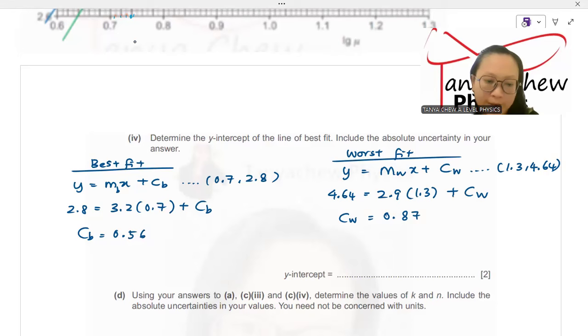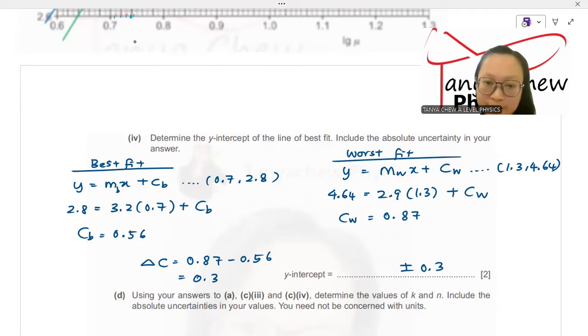0.87. Right, and now to find my absolute uncertainty of my y-intercept, take the larger value 0.87 minus the smaller value 0.56, and I got 0.3. Round it off to one significant figure, so I'm going to put plus minus 0.3, and I make sure that my y-intercept is the y-intercept from the best fit, and I round it off to one decimal point, 0.6.